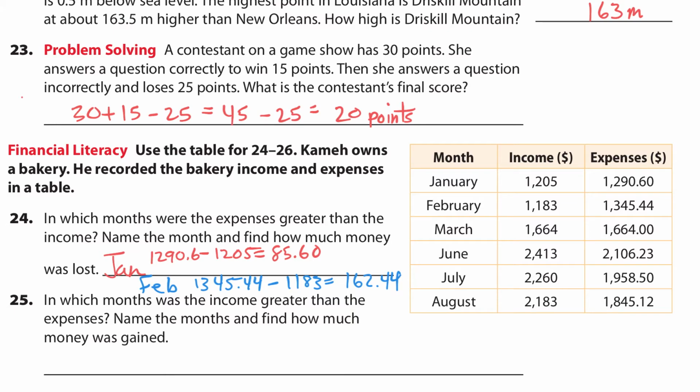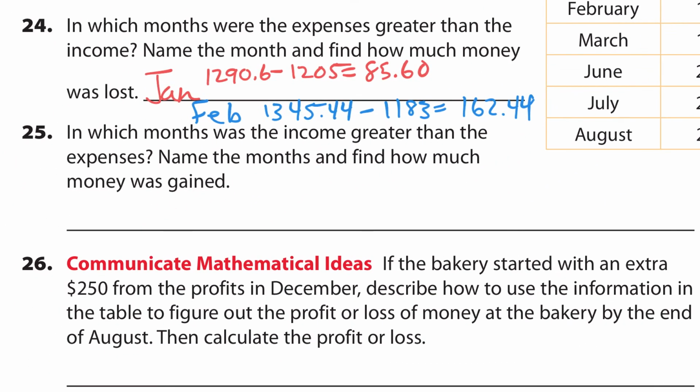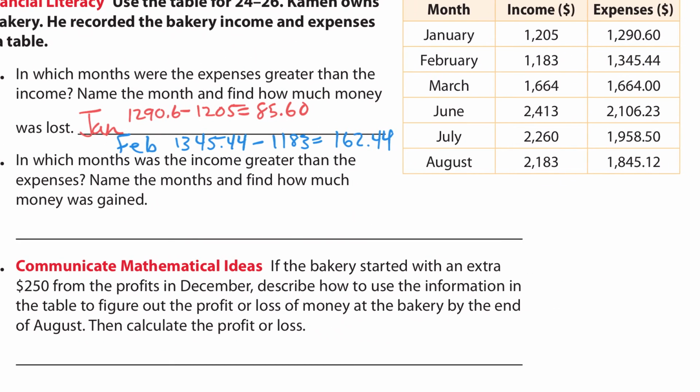Okay, we have number 25. I'll zoom in here a little bit. For number 25, we have: in which months was the income greater than the expenses? Name the months and find how much money was gained. So that means I have to go over here and have that back. Okay, so that's March.